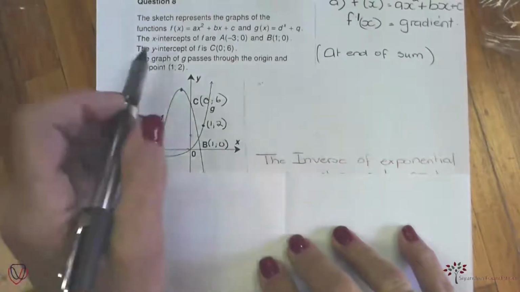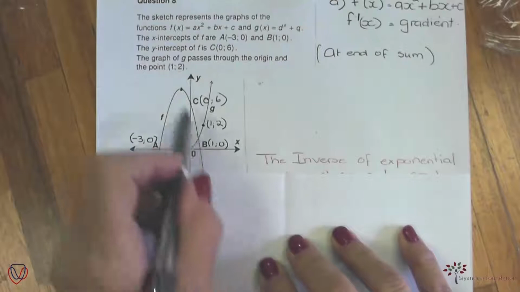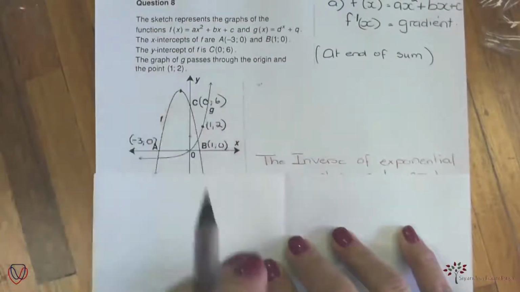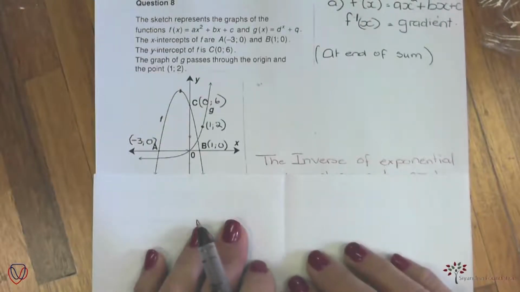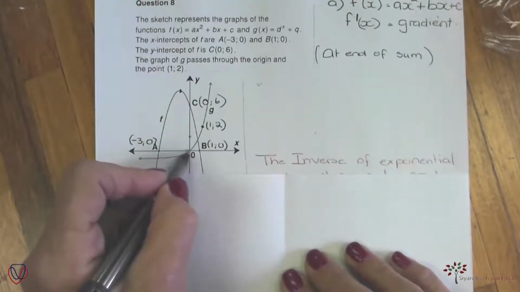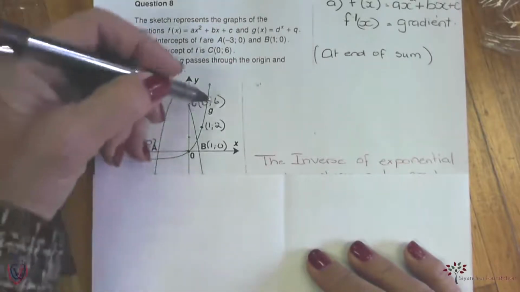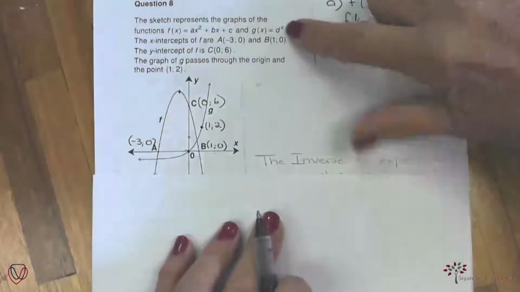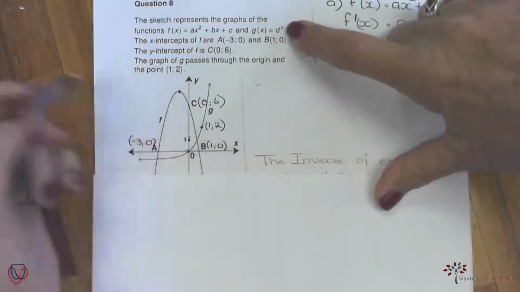Okay. The x-intercepts, there they gave us that, and I wrote it on the sketch. The y-intercept of f is (0; 6), I wrote it in there also. The graph of g passes through the origin, there it is. So can you see, if it was an exponential graph, normally a normal exponential graph without that q will always pass through 1 there.